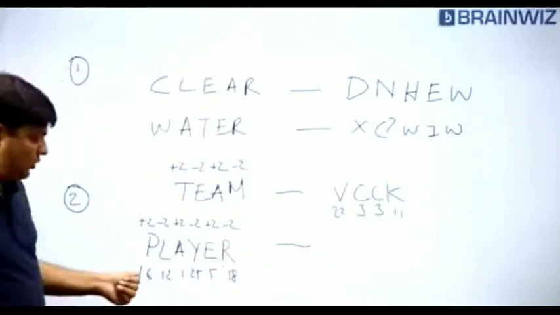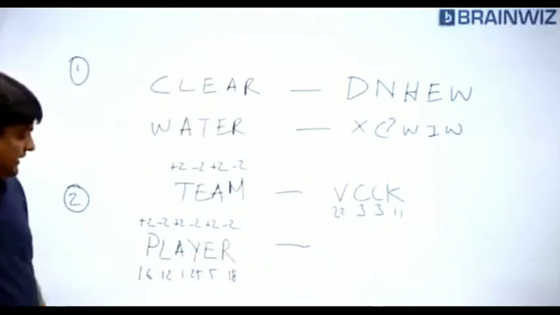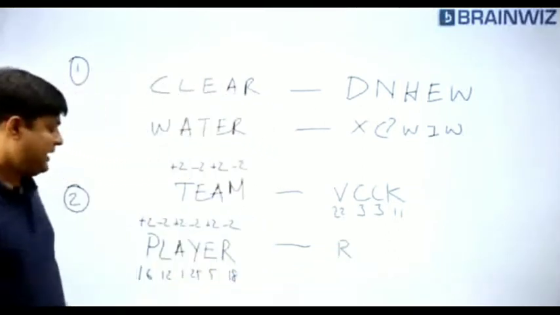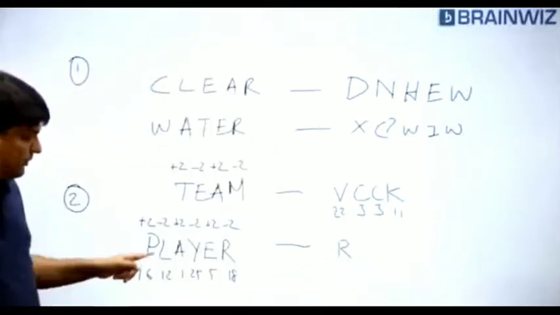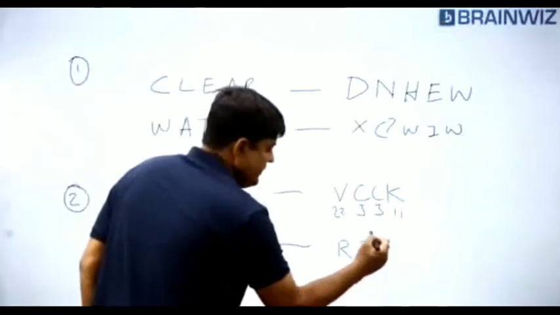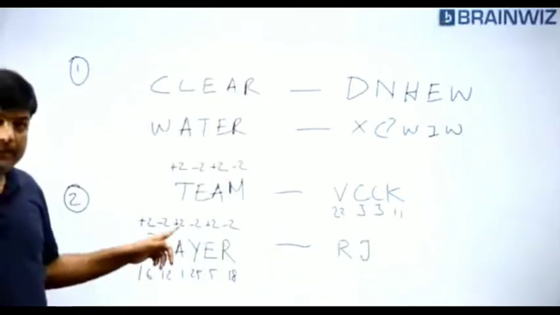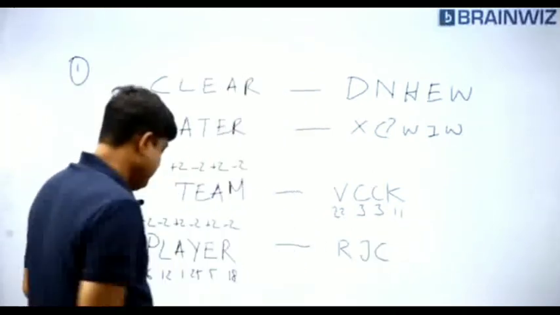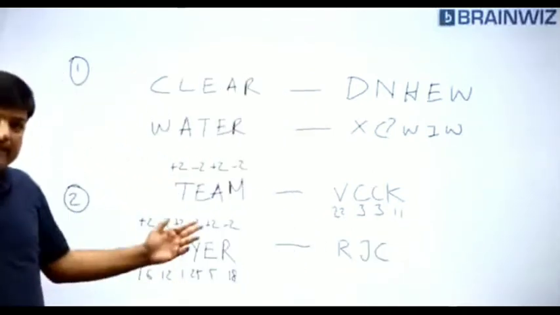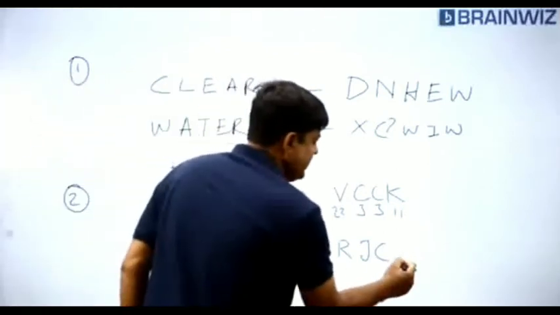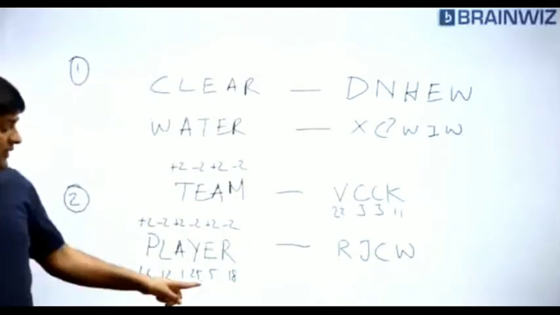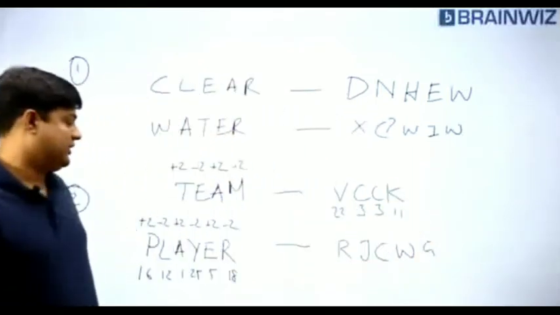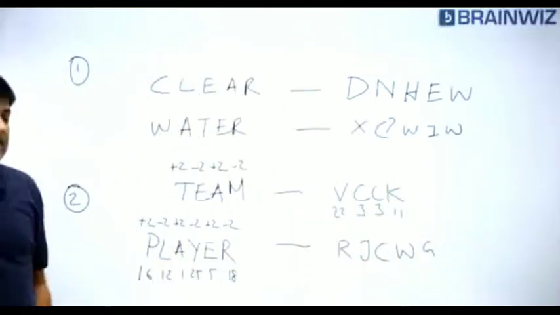Have a look here. What is 16? 16 plus 2 is 18. 18 means R. Don't forget that, okay? L, 12. 12 minus 2 is 10. That is J. Okay, now A is 1. 1 plus 2 is 3. 3 stands for C. RJC. Okay, now Y is 25. 25 minus 2 is 23. That is W. Okay, now E is 5. 5 plus 2 is 7. That is G. Okay, R is 18. 18 minus 2 is 16. 16 stands for P.